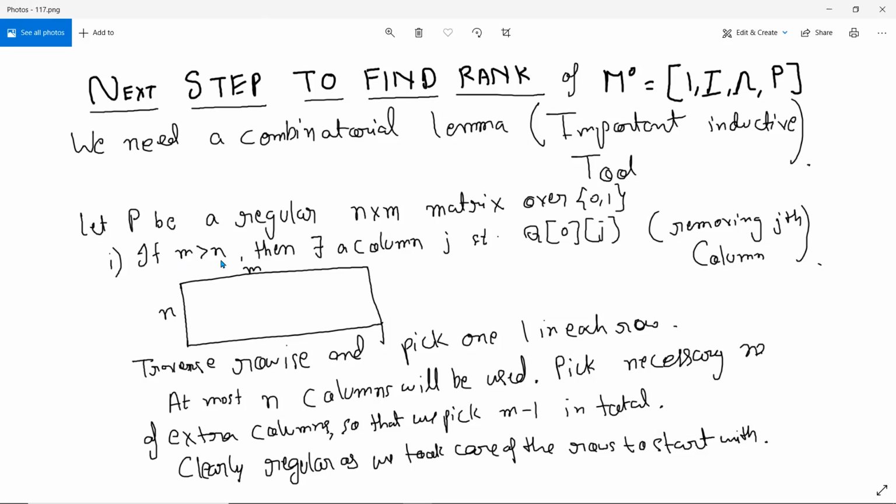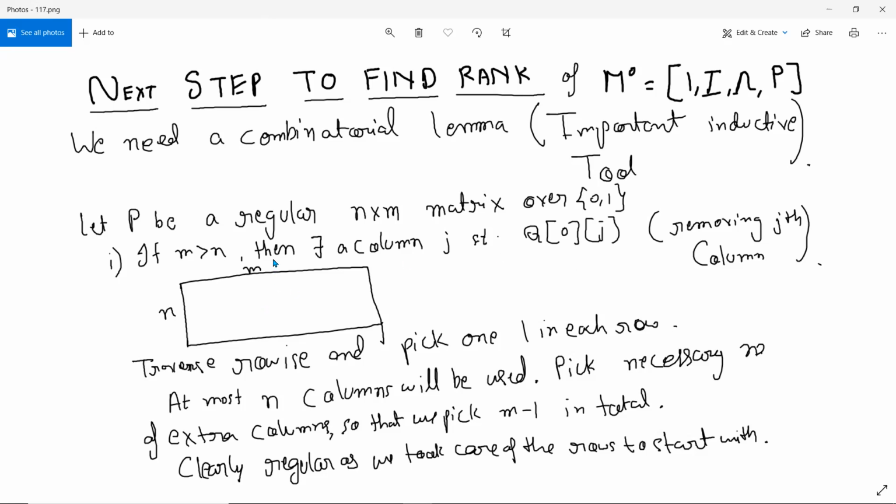Okay, so let's say that M is more than N. So this is the N cross M matrix. That is because the semigroup is sort of M cross N, the I is M, and the wedge is N. Okay, so P will be N cross M, right? We have seen this because of the row and the column. Now, if M is bigger than N, right? So if we have more columns than rows, okay, then the idea is that you can remove a column, right?